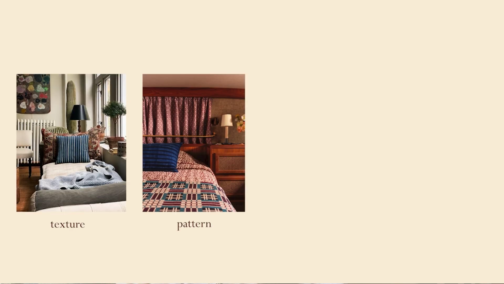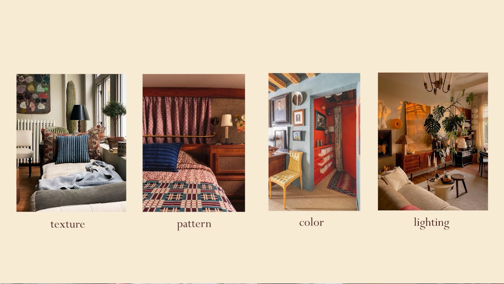I think another important tip to creating a cohesive eclectic design is layering. You want to think about different types of layers and layering. Layering adds depth and warmth to your space. You can incorporate layering through texture, pattern, color, and lighting. You can combine various surfaces and finishes to create depth and visual interest.